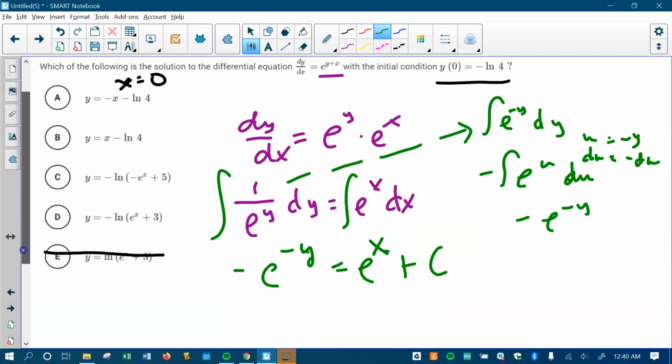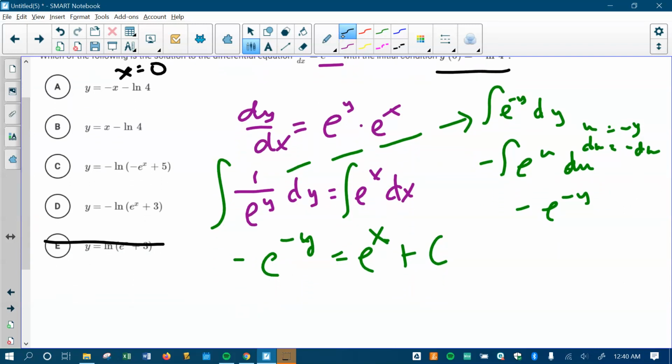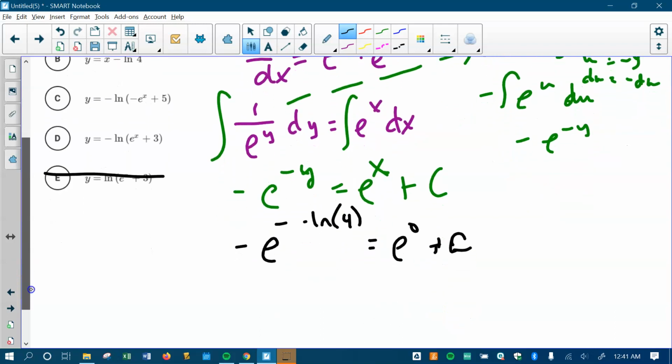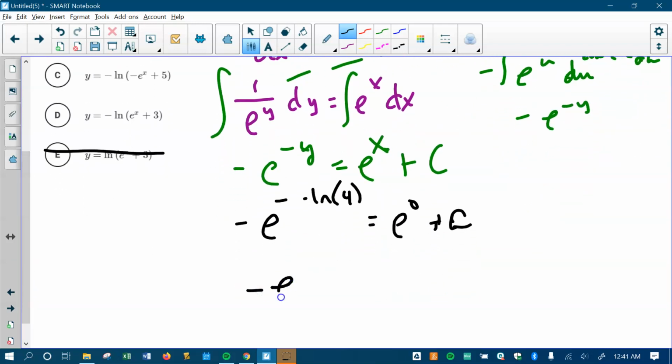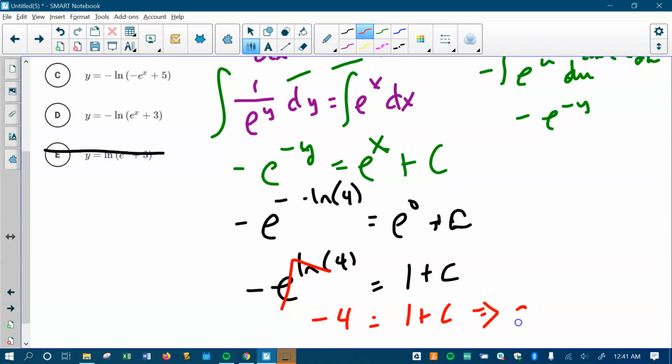Okay, let's go and plug in our point, 0, negative natural log of 4. So negative e to the negative natural log of 4 equals e to the 0 plus c. And if I remember correctly, e to the 0 is 1. So let's see what happens here. We got a negative e to the natural log of 4 equals 1 plus c. And because we have e to the ln, we can drop that base and get negative 4 equals 1 plus c. c is negative 5. Hooray!